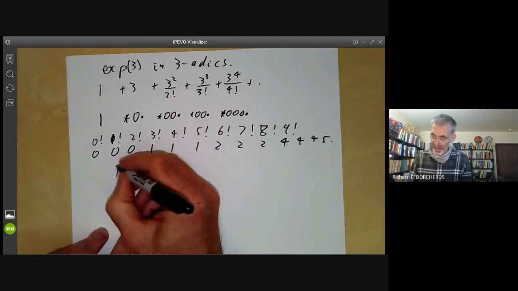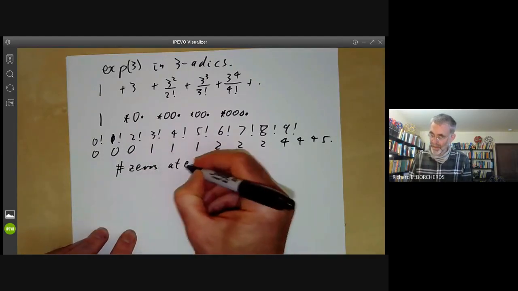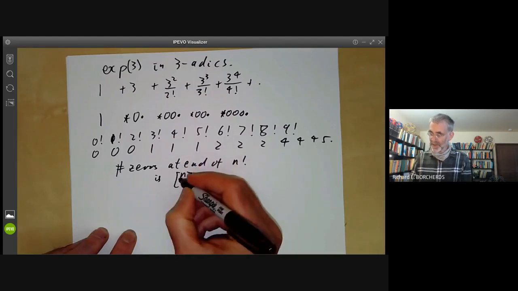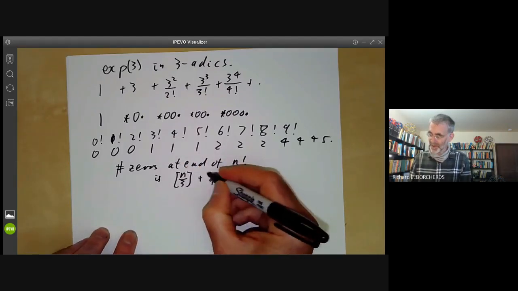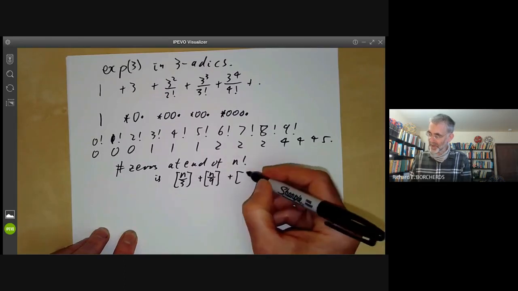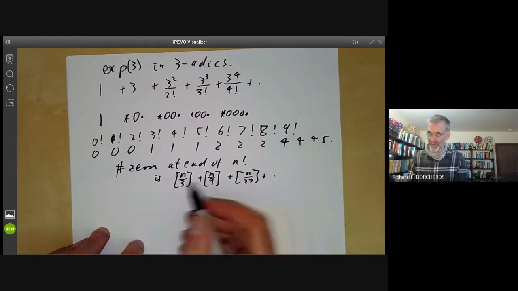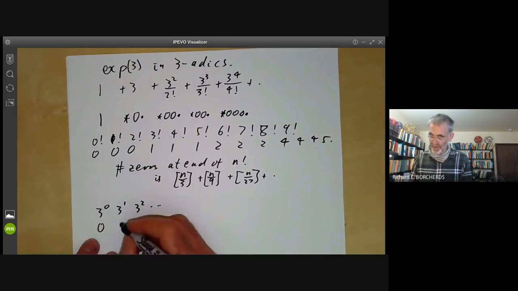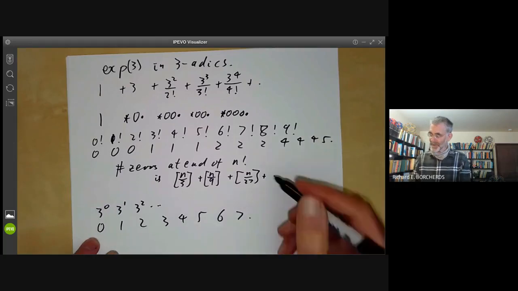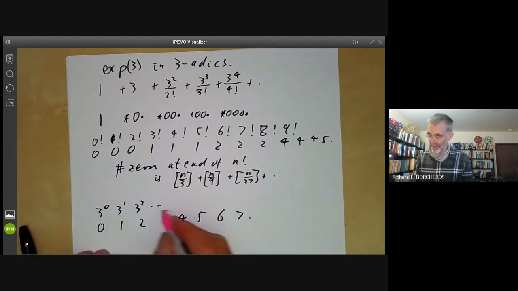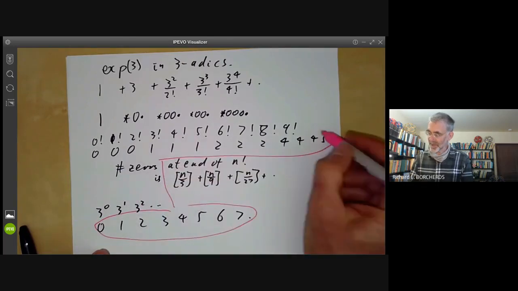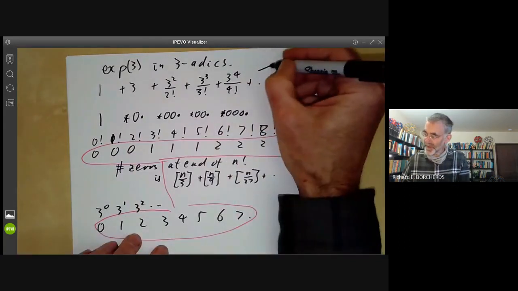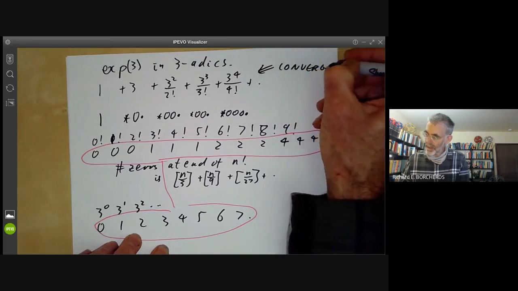And you can see the number of zeros at the end of n factorial is the integer part of n over 3, plus the integer part of n over 9, plus the integer part of n over 27, and so on. Whereas on the other hand, the number of zeros of 3 to the 0, 3 to the 1, 3 to the 2, and so on, goes like 0, 1, 2, 3, 4, 5, 6, 7. And you can see this sequence here is growing much faster than this one, at about twice the speed. So this actually converges in the 3-adics.